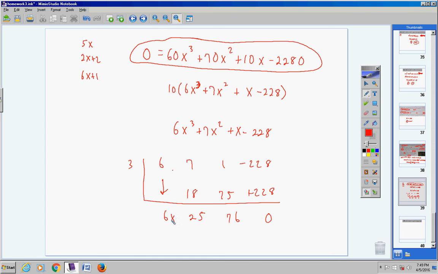So now I'm left with 6x squared, because I had a third power here. 6x squared plus 25x plus 76. Okay? So I'm going to grab this right here. Maybe this is factorable too. Maybe I'll get out more than one answer. I have one answer so far, 3. I'm going to pull that up here.